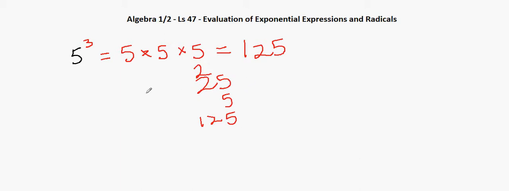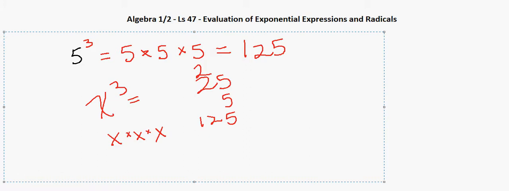When the base is a variable, the exponent tells us how many times a variable is to be used as a factor, just like it was a whole number. So this is short for x times x times x, right? So let's give this a shot with variable, conditional expressions.